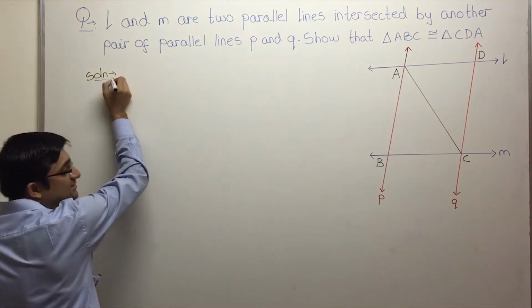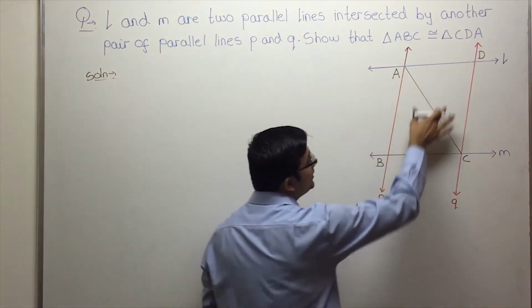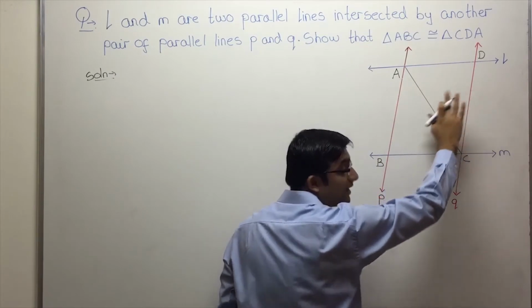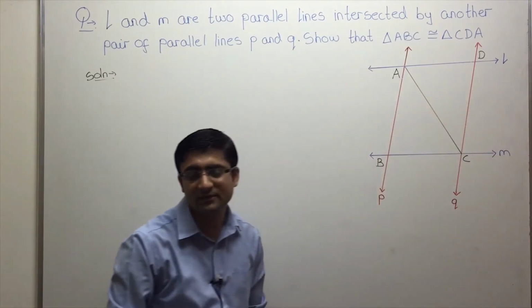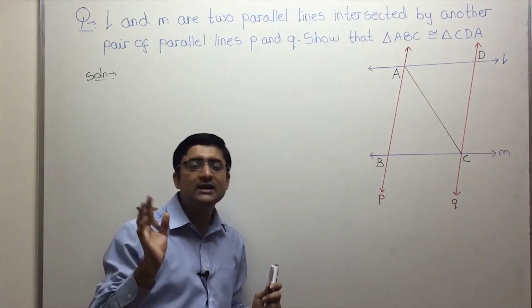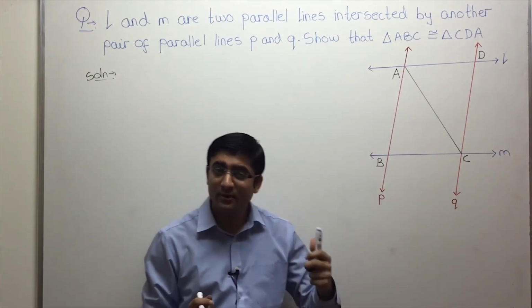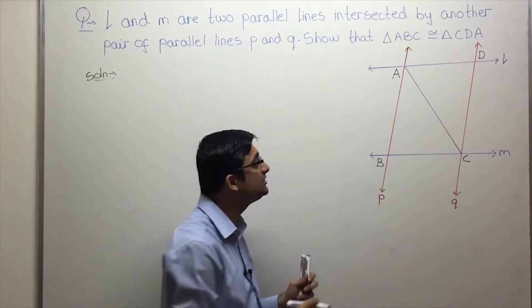So first step is understand what is given to you. See, these two lines are parallel, these two lines are parallel. Based on this, we have to show this triangle is congruent to this triangle. So how do we do it? See, the moment I see parallel lines, what do I know? Parallel lines search for a transversal.